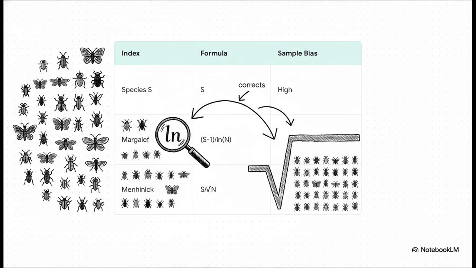Let's look at the 3 unbounded richness indices. Simple species richness, or S, is literally just counting the species. It's super simple, right? But it's heavily biased by how much sampling you actually did. And that is why Margalef's and Menhinick's formulas are so clever. They elegantly fix that sample size bias by dividing your species count by either the natural log or the square root of the total individuals you collected. It is a brilliant little mathematical trick to level the playing field if you're trying to compare a massive bug catch to a much smaller one.